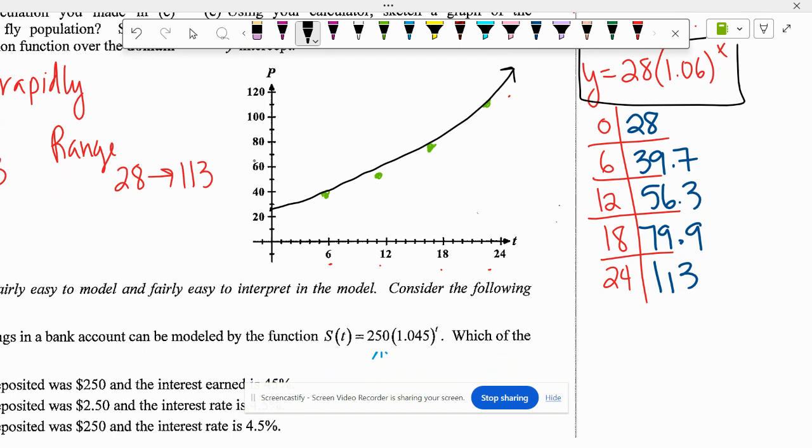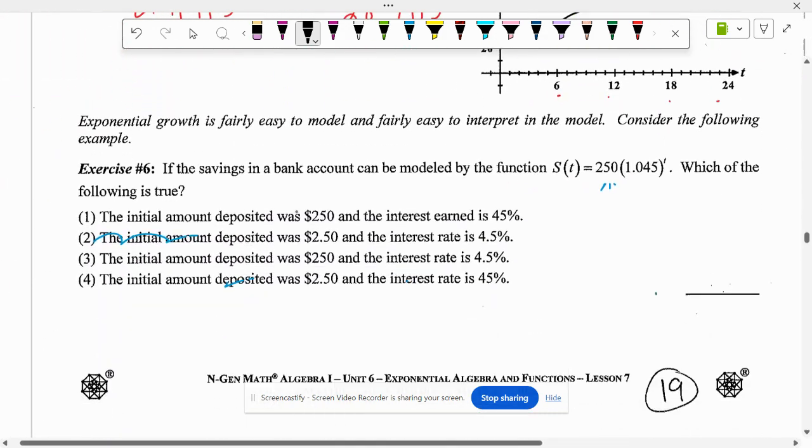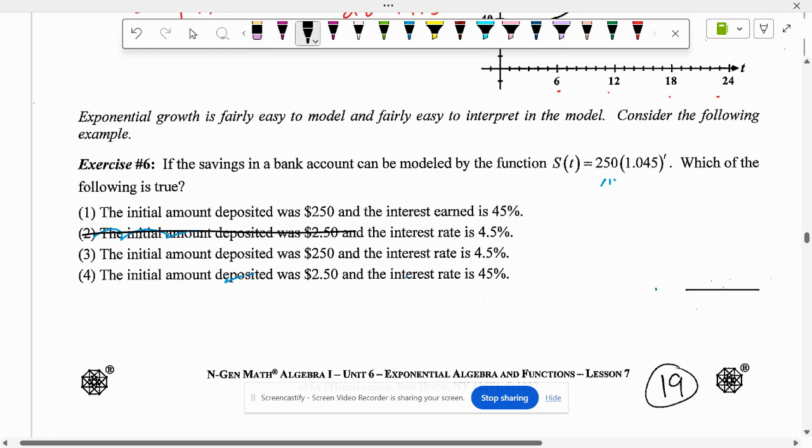It's growth. What's the initial value? How much money did I start my savings account with? I started with $250. Which answer choice says that I'm starting my savings account with $250? 1 and 3. So cross off 2 and 4 right now. They make no sense. Okay? So we know that it's not 2 and it's not 4.